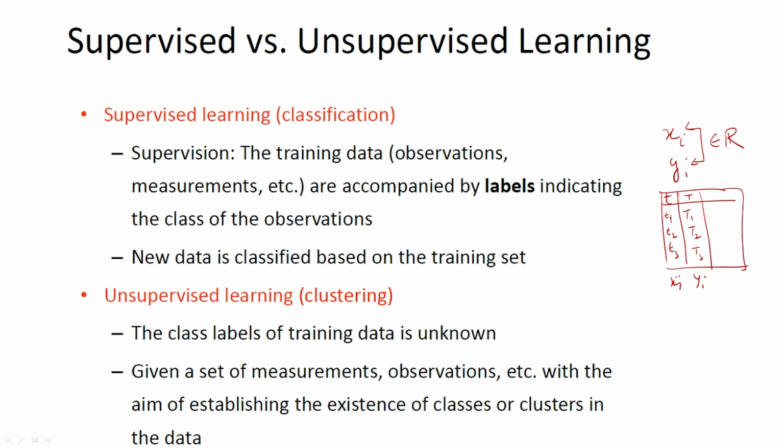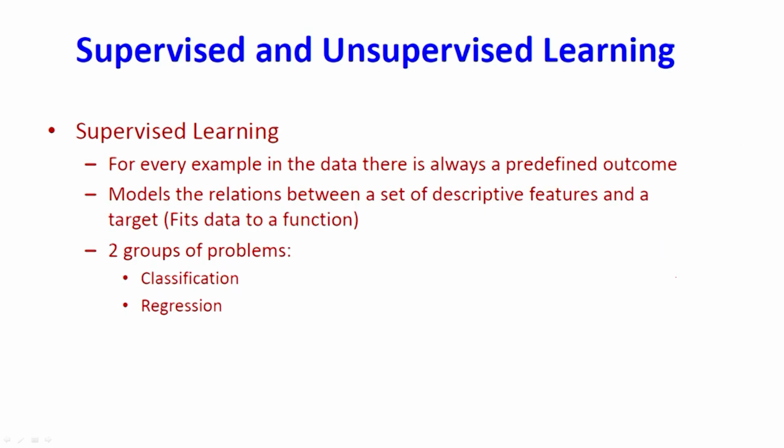In unsupervised learning, the class labels of the training data are unknown, remember. So you have only xi, you do not have yi, that is why it is one set of data. Therefore, given a set of measurements and observations, our aim will be to establish the coexistence of classes or clusters in the data, with certain data coming under one cluster and certain other data under another cluster. That is what is called clustering. That is called unsupervised learning. I hope you understand now.